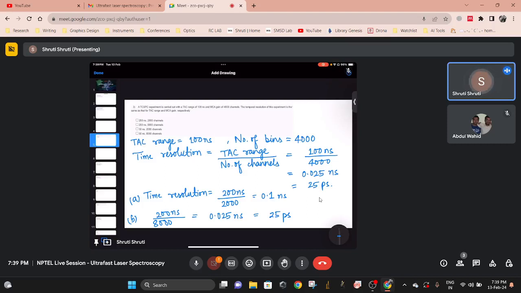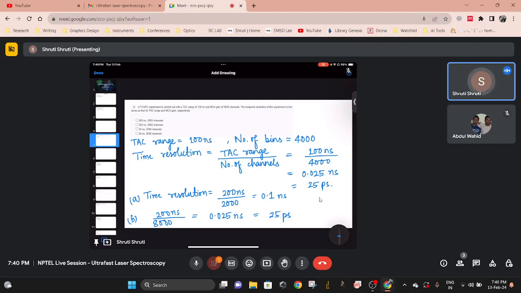So how do we calculate temporal resolution? It is the given tag range divided by the number of channels. So if you do that, we get 25 picosecond. That is the temporal resolution. That is the minimum time which you can resolve. So from the given options, I will do the same thing: tag range divided by the number of channels.